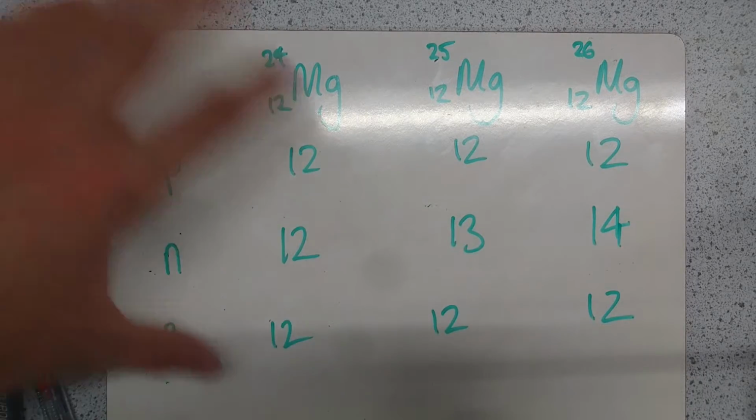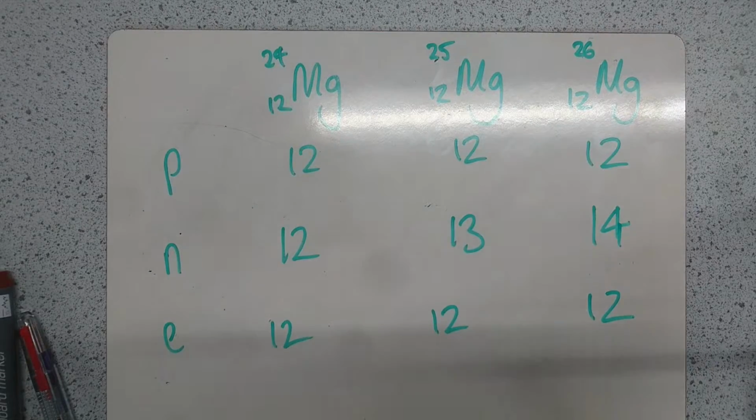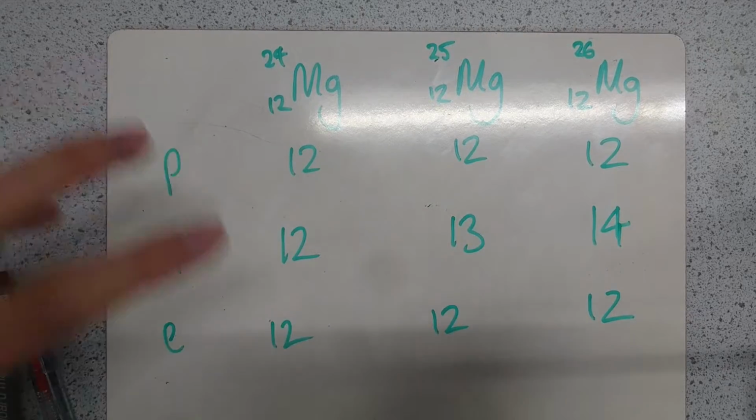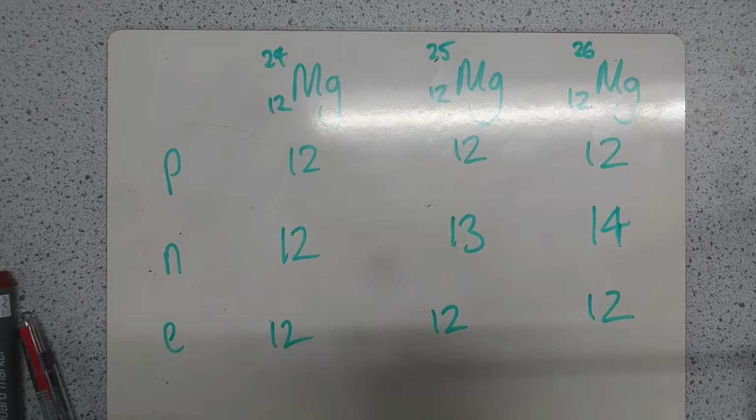Now, again, slightly more magnesium 24 than 25 and 26, but not quite as weighted towards it as carbon was. So the relative atomic mass, this average we take for magnesium, is 24.3. Now there's a question sheet provided, and you can give that a bit of practice if you want, working out how many protons, neutrons, electrons there are in different isotopes.